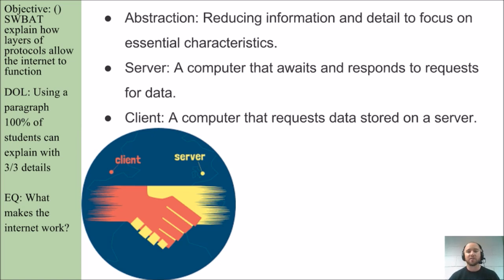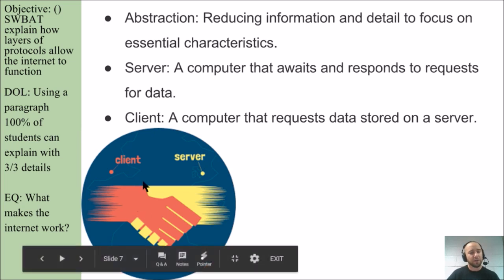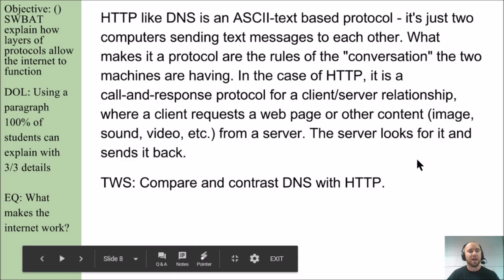Server. A server is a computer that awaits and responds to requests for data. So that's the type of computer it is, simply a waiting machine. And when you say the word client, you mean the type of computer that is requesting the data from a server. So there you go with the picture for you visual learners. Clients and servers work together.